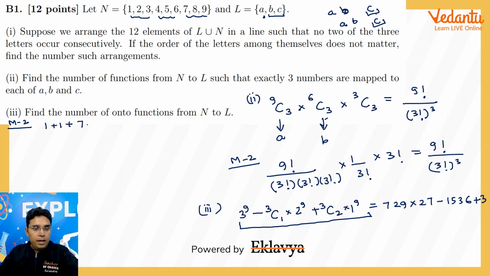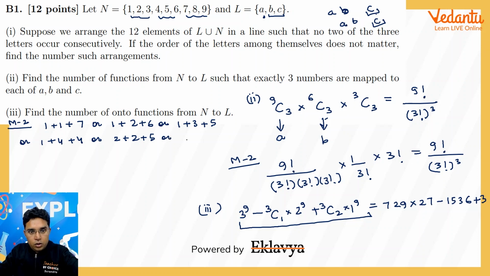And then one group will go to A, one group will go to B, one group will go to C. Or we can do 1 plus 2 plus 6, or we can do 1 plus 3 plus 5, or we can do 1 plus 4 plus 4, or maybe we can do 2 plus 5, or 2 plus 3 plus 4, or, I think the last one would be 3 plus 3 plus 3. Now for every one of them, we have to make the group and we have to distribute to A, B and C.